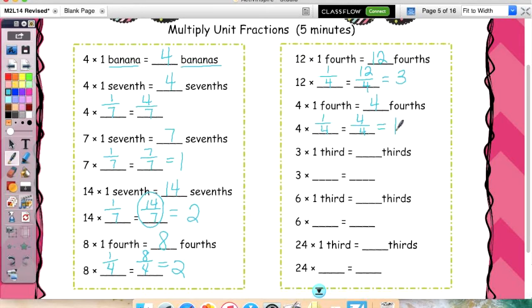You want to do the rest of them on your own and check with me? Okay, I'm going to pause it while you work. Okay, let's go ahead. I'm going to pull sticks.